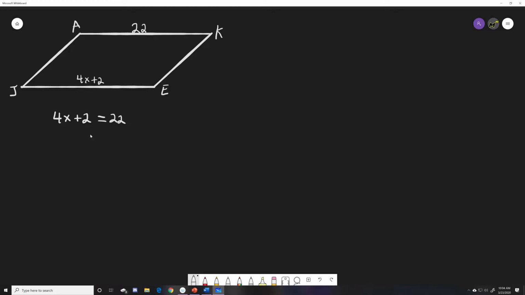And then we have our equation set up, so we'd subtract 2 on both sides. Okay, so we have 4x equaling 20, and opposite of multiplying would be dividing, so divide by 4 on both sides, x would equal 5.